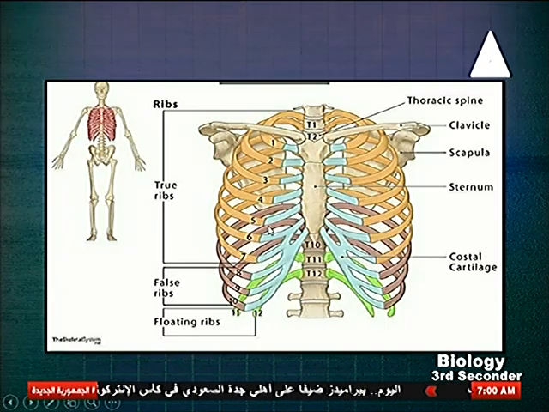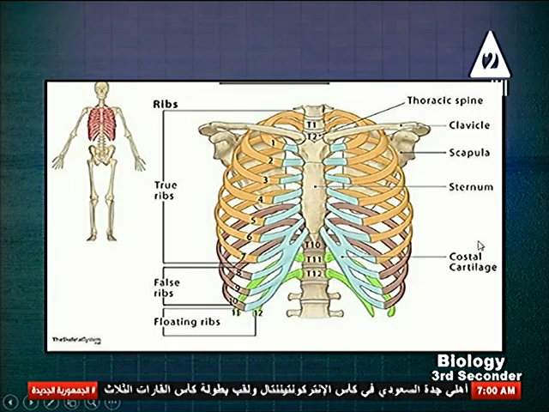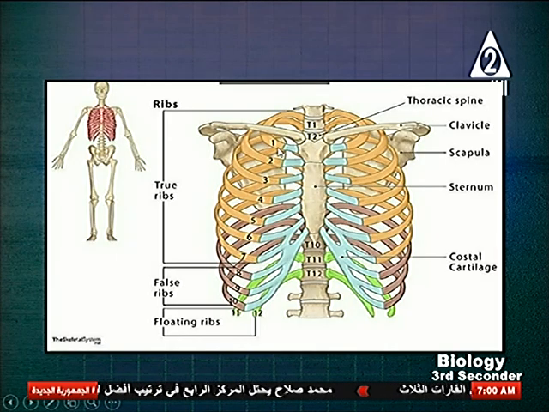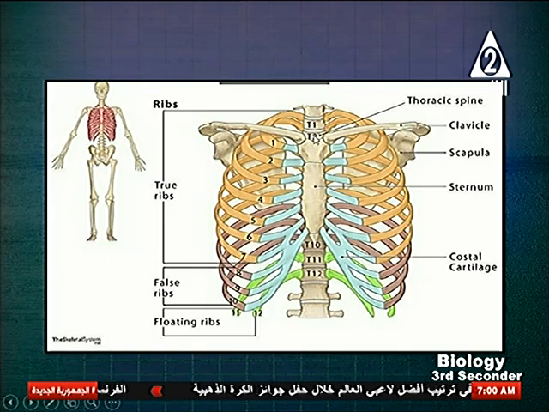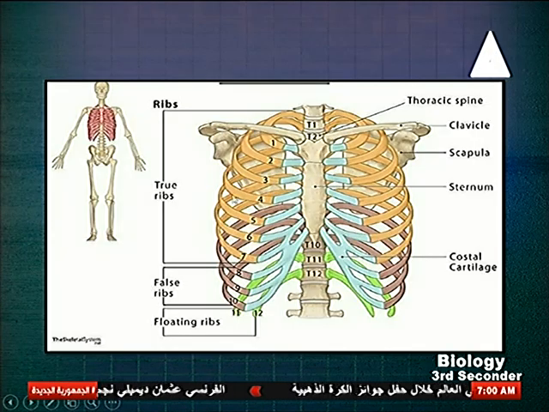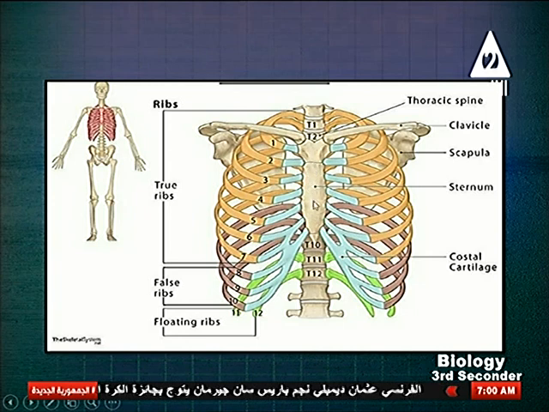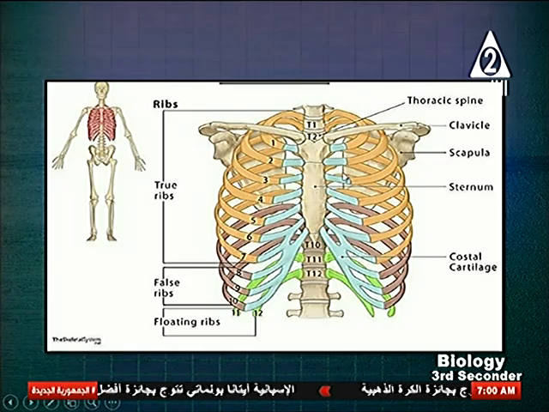The thoracic cage is attached posteriorly with the thoracic vertebrae. Rib number 1 attaches to thoracic vertebra number 1. Rib number 2 attaches to thoracic vertebra number 2. The ribs attach anteriorly with the sternum, the flat bone, but only 10 pairs of ribs attach to the sternum.